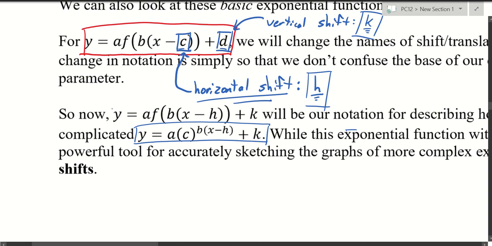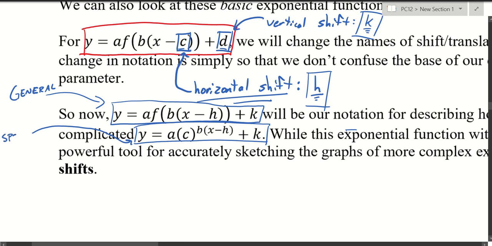And this is what our parameters look like for any particular function that we like. So this is more general. Could apply to any particular function. And this is more specific, specific particularly to exponential functions. All these parameters do all the same things that they did in chapter 2.